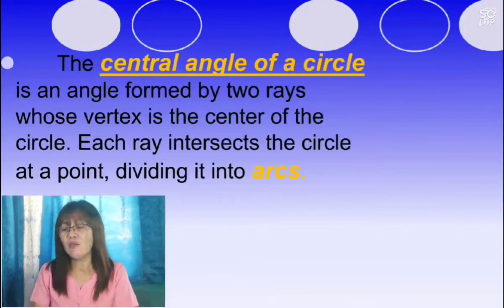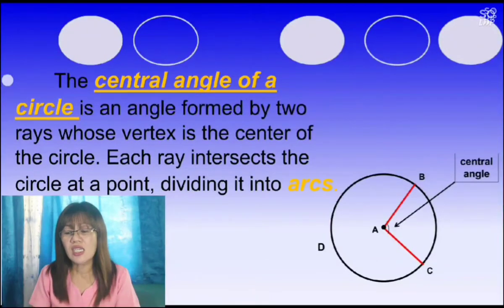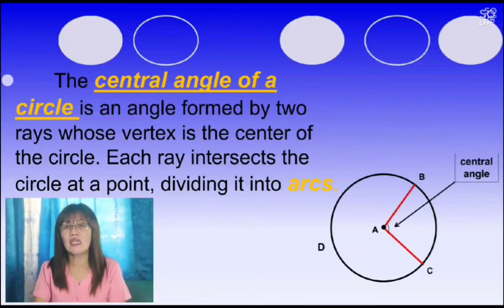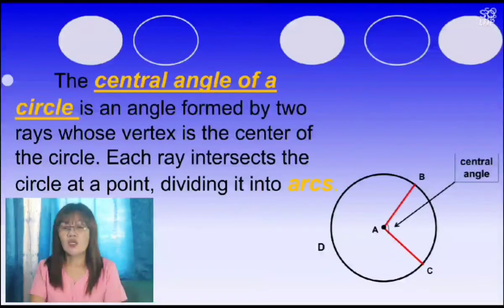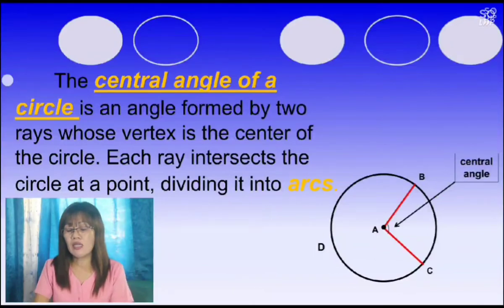Okay, let us have an example of a central angle. Again, we have here circle A. An example of a central angle here is angle BAC. Why? Since A is the center, A is the vertex of the angle. That is why it is called a central angle, and it is formed by radius AB and radius AC.